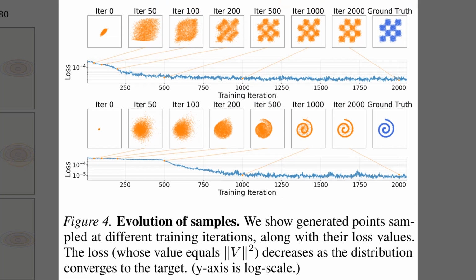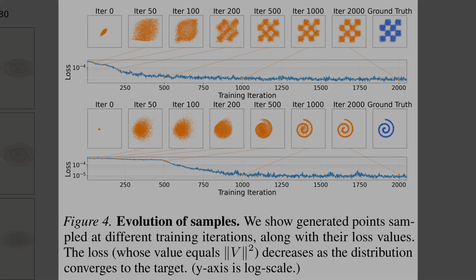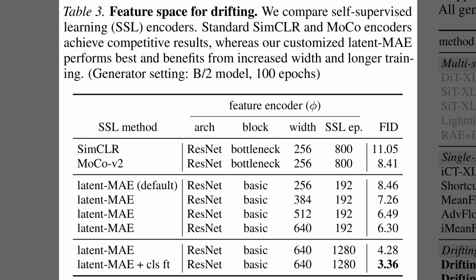Figure 4 visualizes the actual training evolution on two separate 2D toy datasets. The top series targets a complex grid pattern, while the bottom series aims for a spiral. In both examples, the orange-generated samples begin as a tight, undefined cluster at iteration 0. Over 2,000 training steps, they expand and precisely align with the blue ground truth shown on the far right. The line charts underneath track the loss, which steadily decreases, confirming that minimizing the drift effectively pushes the generator toward the correct distribution.